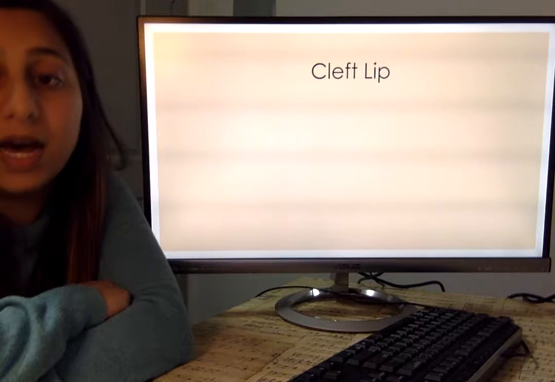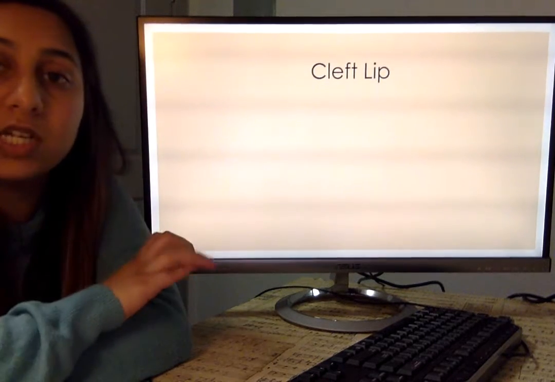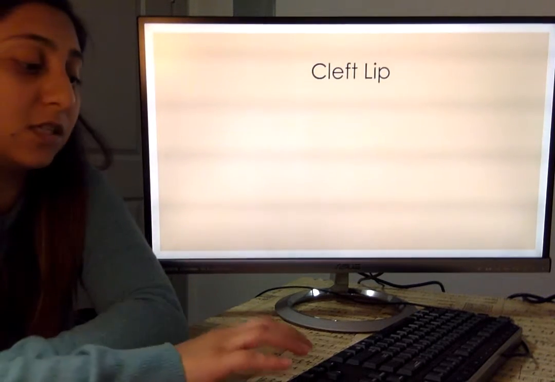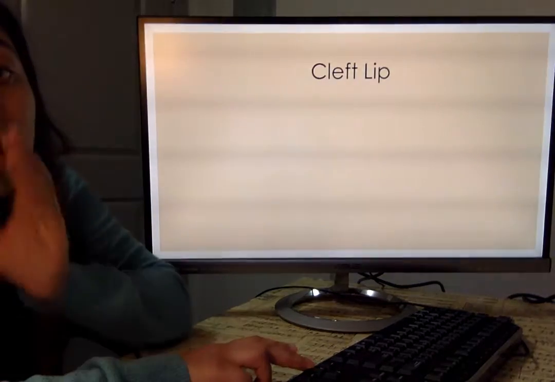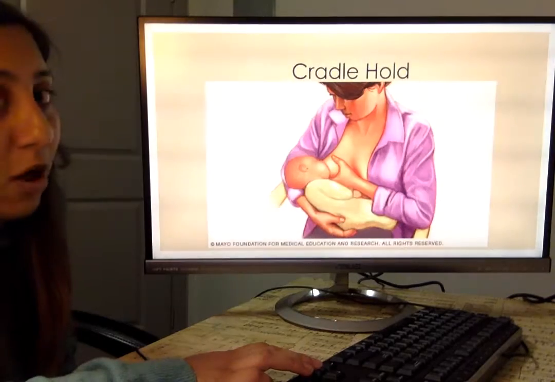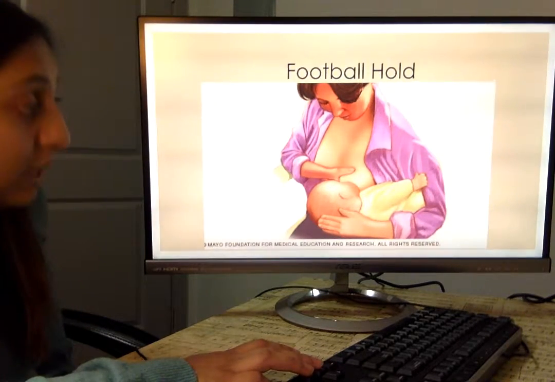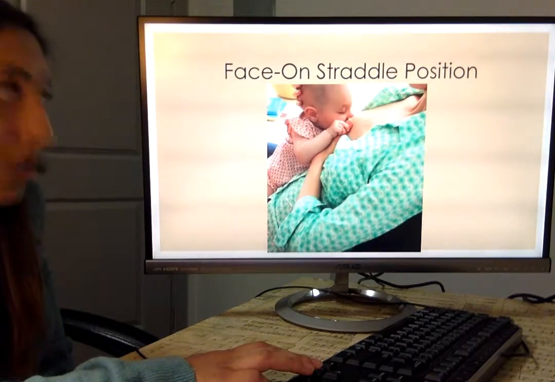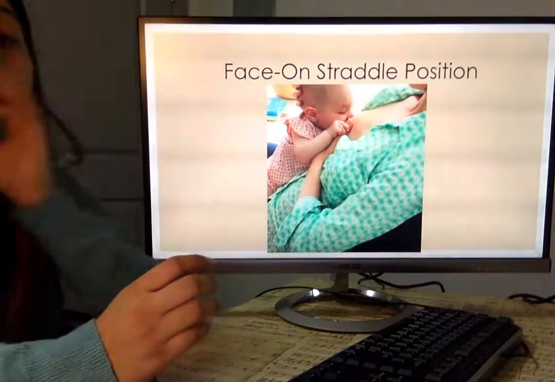Now, for positioning, there are a few different ways of positioning that we can do to help close the gap. So, here is a cradle hold, very common. Football hold, also very common, and a face-on straddle position, which can be very useful to close the gap.